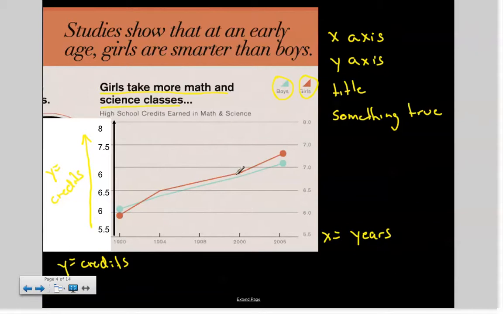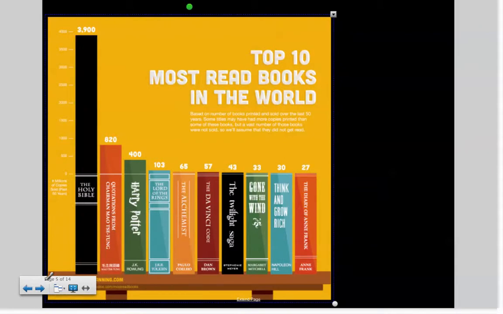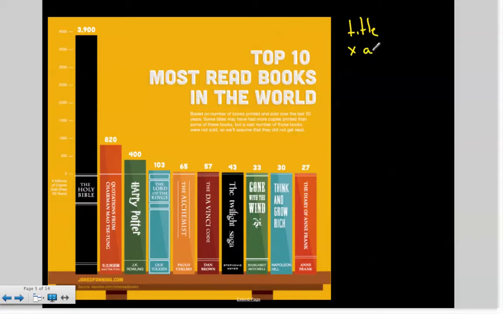So again, this is a video just about reading graphs. Now here we have a graph all about books. I want you guys to pause the video, find the title, the x-axis, the y-axis, and something true. So pause the video right now and come up with the title, the x-axis, the y-axis, and something true.